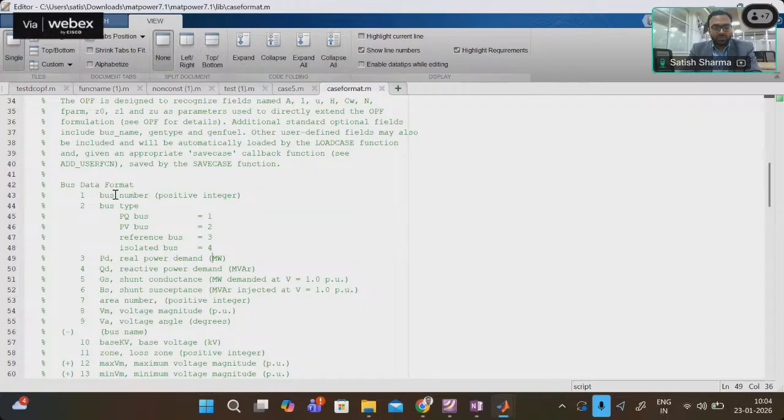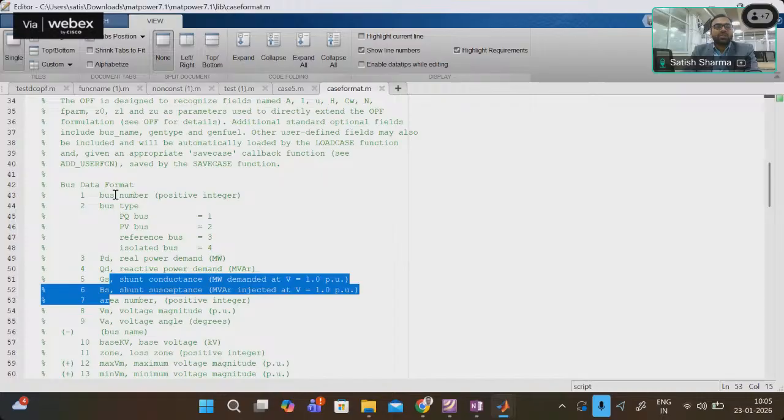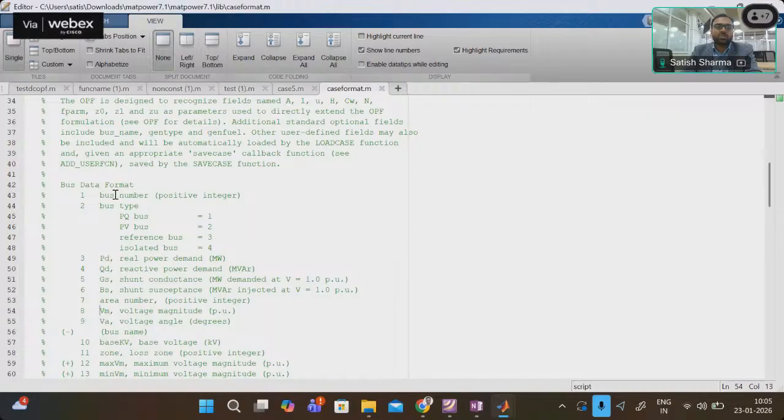Then third is what is of interest for optimal power flow: real power demand and reactive power demand. The reactive power demand will come in ACOPF, not for the DC. Then shunt conductance, shunt susceptance, and an area number, meaning in which area that particular bus belongs, then the voltage magnitude of the bus, which is for power flow analysis, and the voltage angle. Then at column 10 it is given what the base kV is for that part of the network. If there are transformers, the base kV will change in the entire network, so that is given. Then loss zones are given.